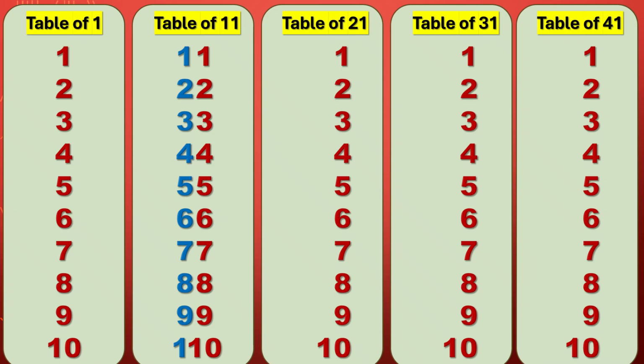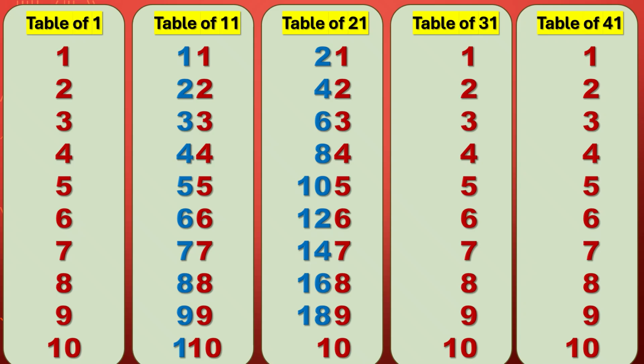For the table of 21, write the table of 2 before the table of 1. 2 ones are 2, 2 twos are 4, 2 threes are 6, 2 fours are 8, 2 fives are 10, 2 sixes are 12, 2 sevens are 14, 2 eights are 16, 2 nines are 18, and in the last write 2.